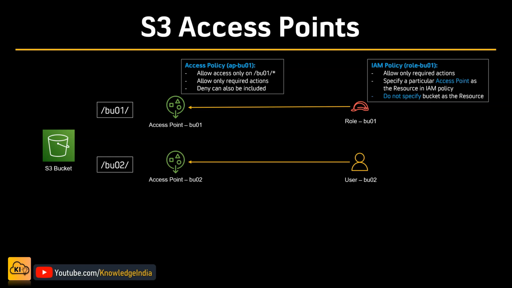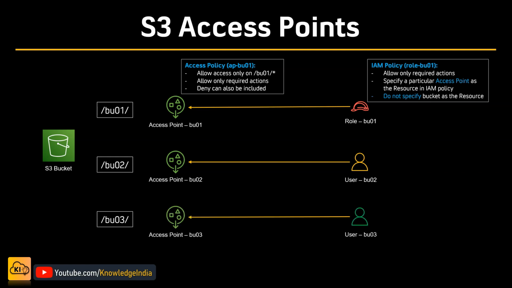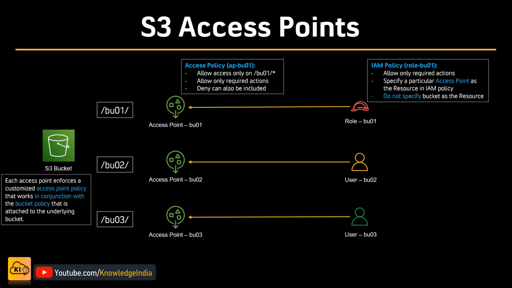And tomorrow when user BU02 needs access to the BU02 folder, for that you can have another access point, and so on and so forth. As more and more teams get onboarded, the process is quite simple, right? And you can just go on creating new access points. As I already told you, each access point enforces a customized access point policy, right? Which you saw at the top.